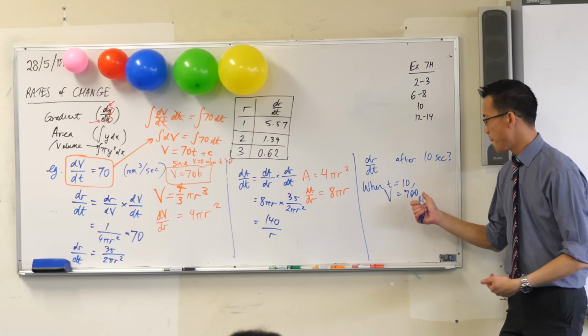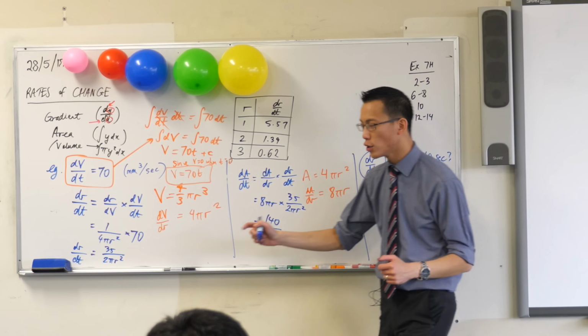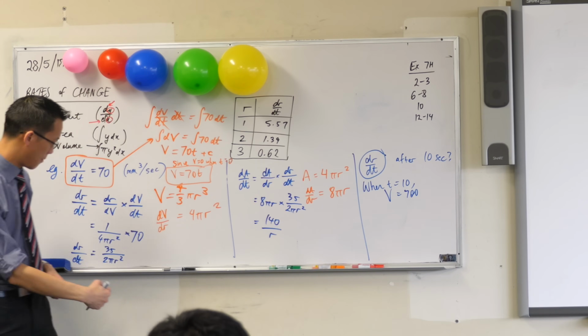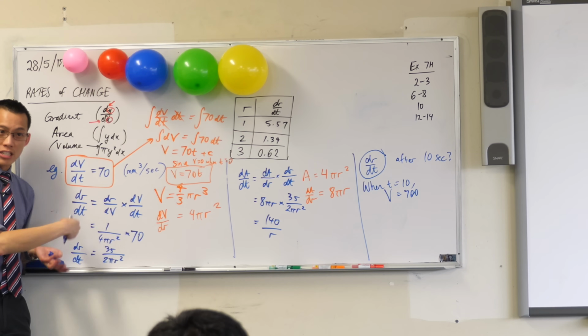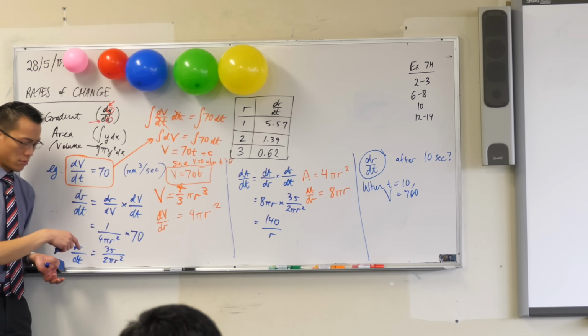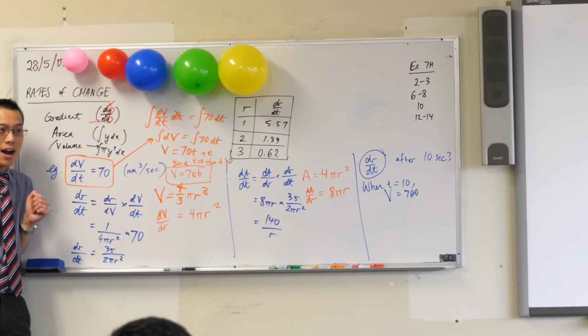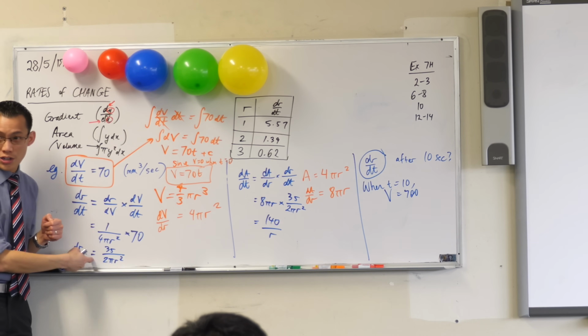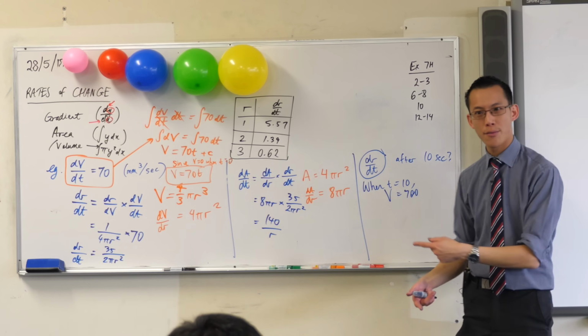Okay. Now, I know how to work out dr/dt if only, have a look at my equation for dr/dt over here. Here it is. My equation for dr/dt at the moment is in terms of r. Do you see that? So if I know what r is, if only I can find out what r is, I'll be able to pop it into this equation. How do I find out r, the radius, if I know the volume?